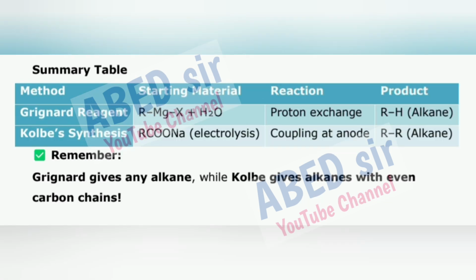Summary table. Method: starting material, reaction, product. Grignard reagent RMgX plus H2O, proton exchange, RH, alkane. Kolbe's synthesis RCOONa, electrolysis, coupling at anode, R-R, alkane. Remember, Grignard gives any alkane, while Kolbe gives alkanes with even carbon chains.